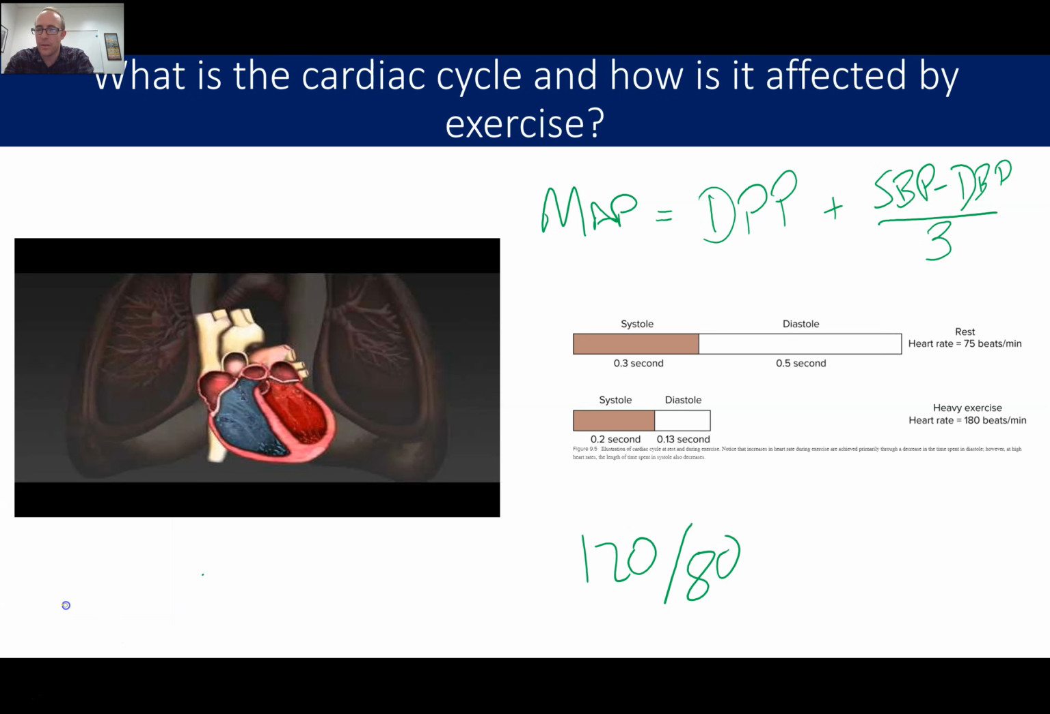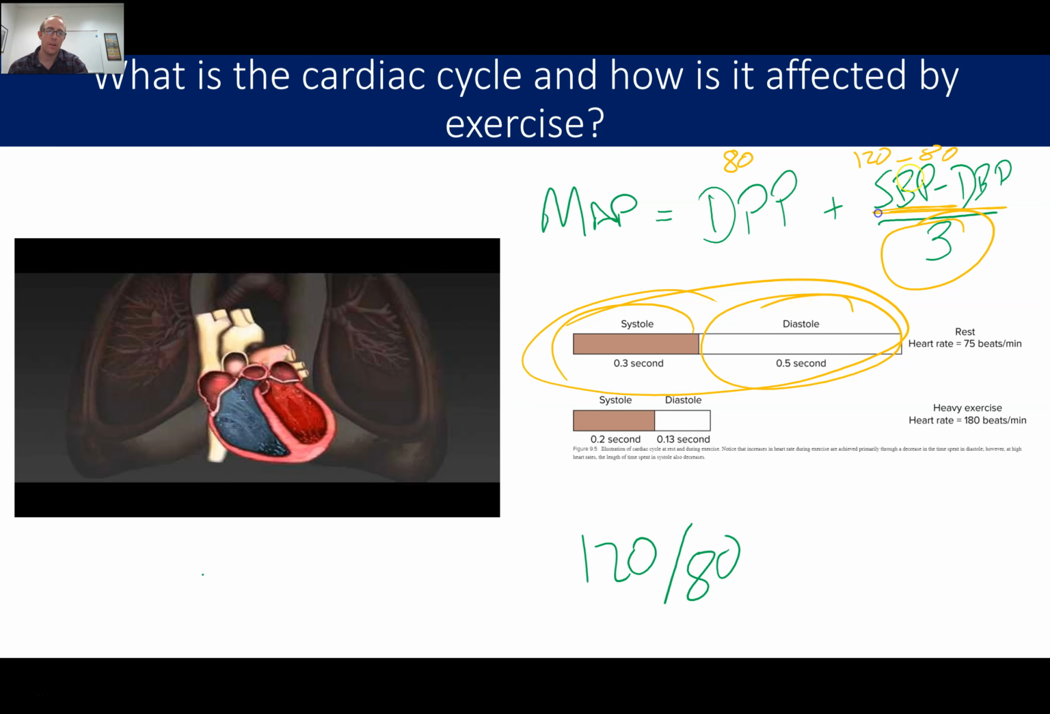So if we use our standard numbers, this would be 80 plus (120 minus 80)/3. Okay, so that's how you can estimate the average arterial blood pressure or mean arterial pressure. Why 3? Well, the 3 is because of the assumption that at rest, diastole makes 2/3 of the time, and systole, which is this part here, only makes 1/3. So that's why you divide it by 3.